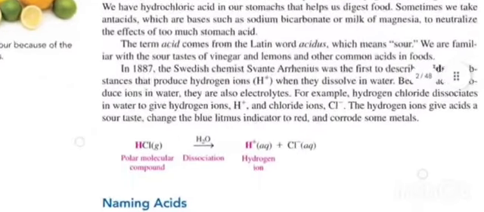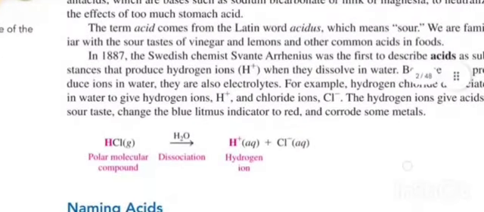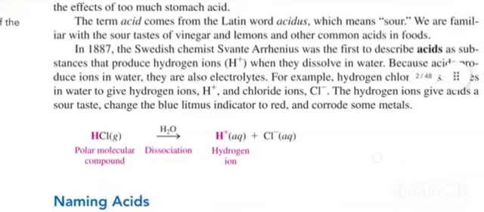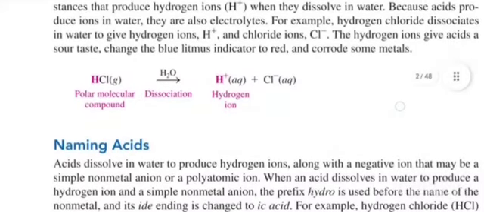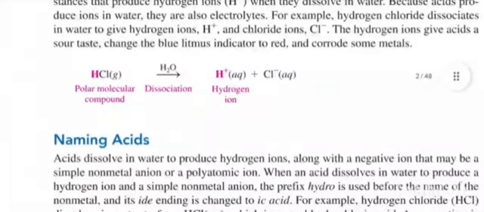In 1887, the Swedish chemist Arrhenius was the first to describe acids as substances that produce H+ ions when they dissolve in water. Because acids produce ions in water, they are also electrolytes. For example, HCl dissociates in water into H+ and Cl- ions. The hydrogen ions give acids a sour taste, change the blue litmus indicator to red, and corrode some metals.